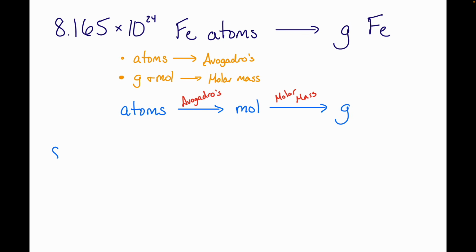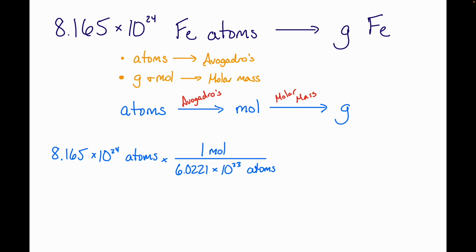So we have our 8.165 times 10 to the 24 atoms. Divide that by Avogadro's number. And then I'm going to need to multiply by that molar mass for iron. Iron has a molar mass of 55.845 grams in 1 mole.